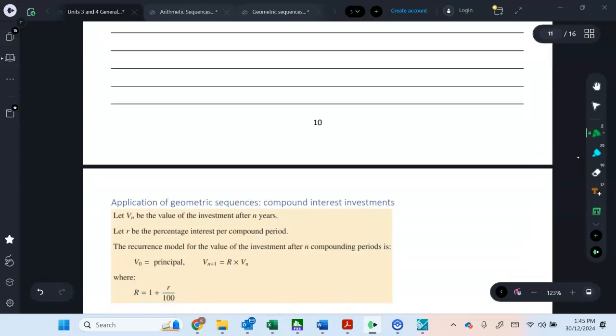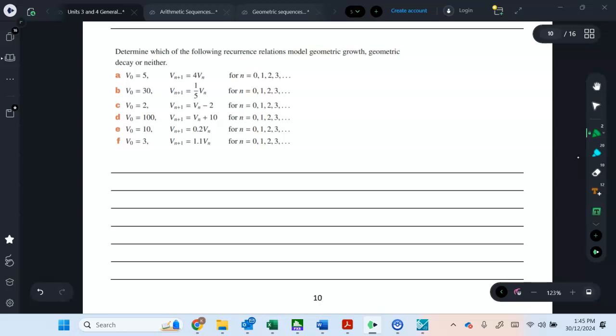All right, I'm just conscious of how long this video is. So then we've got application. Let's just leave it there because we've got enough information on arithmetic and geometric sequences. And in the next video, we'll look at their financial applications, which is probably more important.